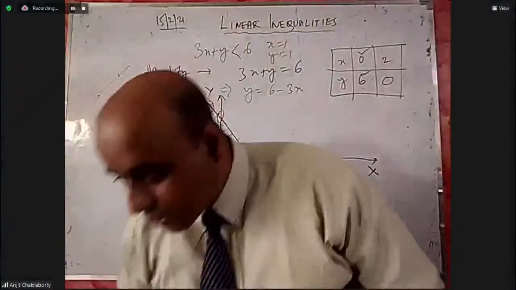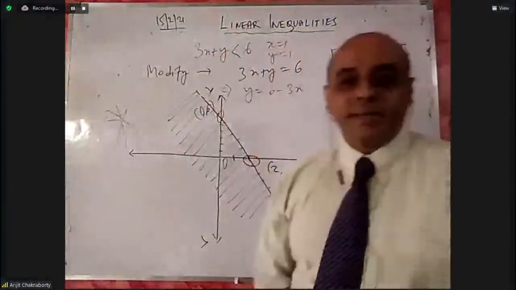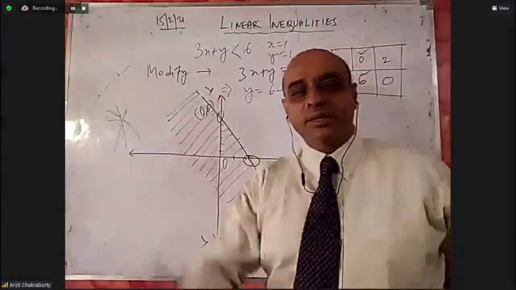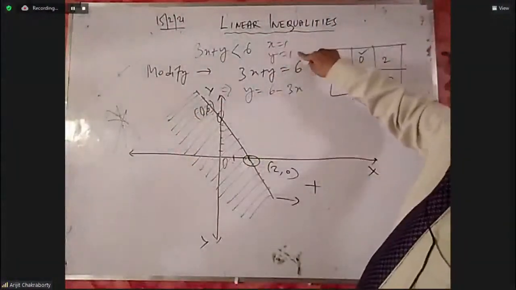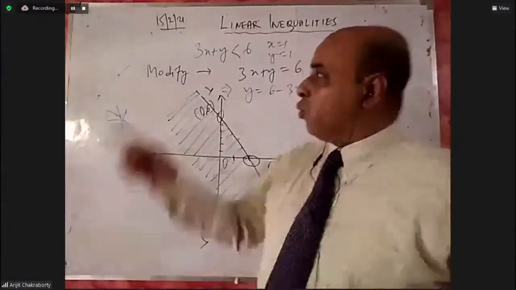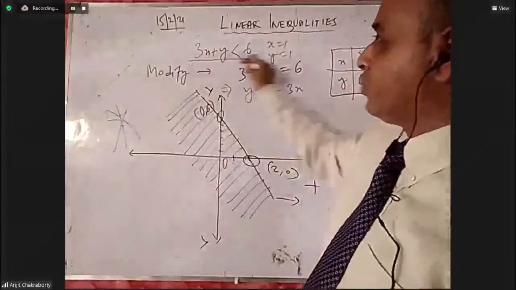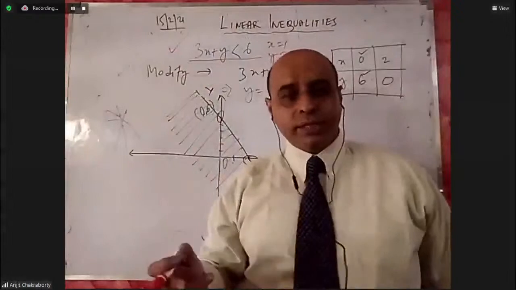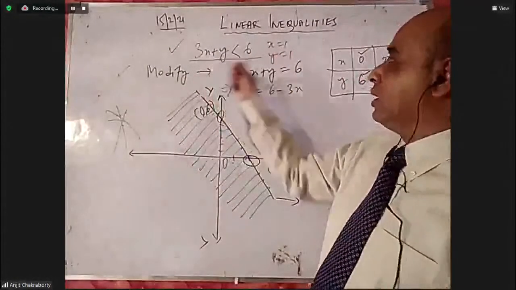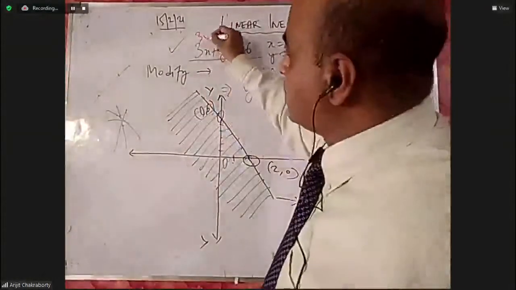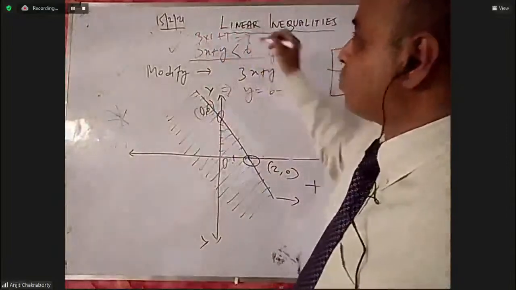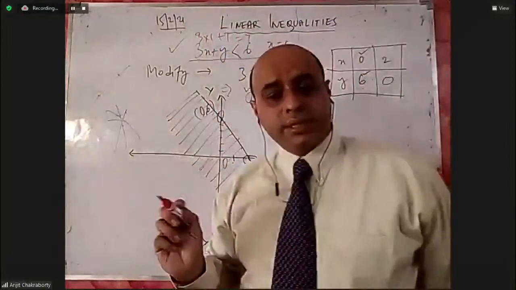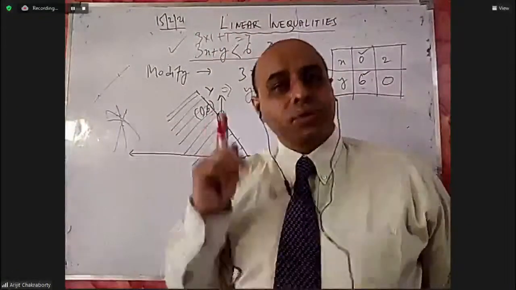Mohak is from Indore, so you will now understand. I'll give you a very simple concept. If x is equal to 1, y is equal to 1, will this inequation be correct? So if you put x equal to 1, you have 3 into 1 plus y. So I put 3 into 1 plus 1, that is 4. And 4 is less than 6. So the inequation holds good.